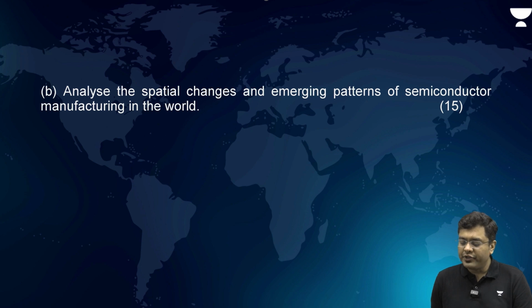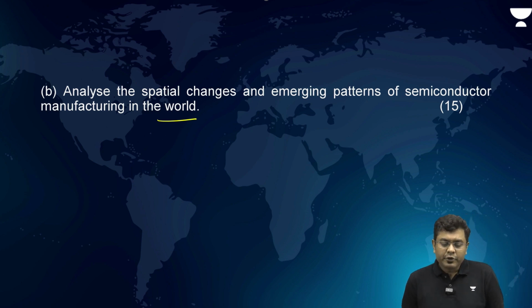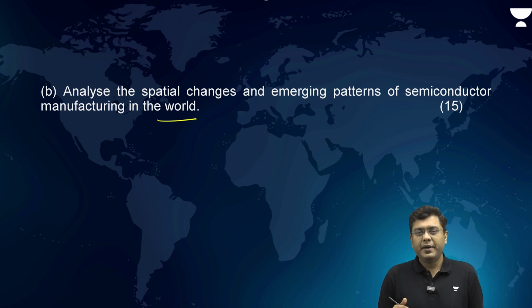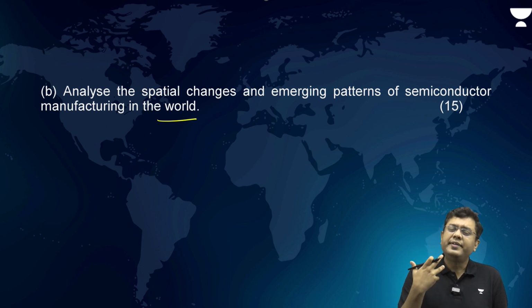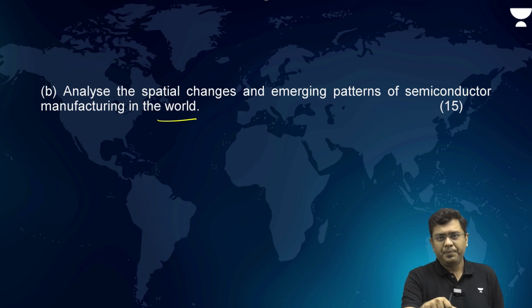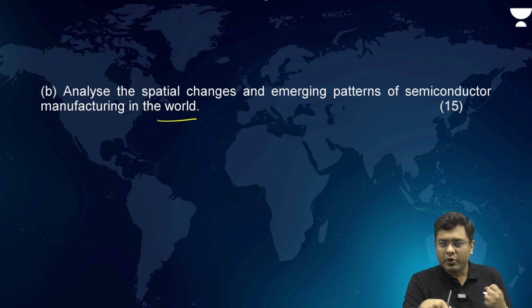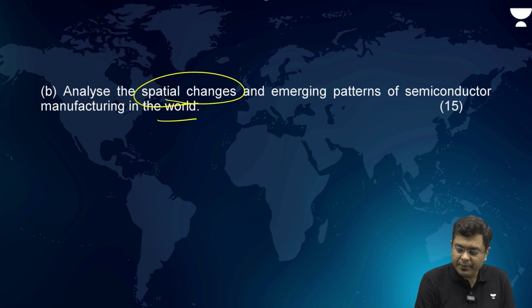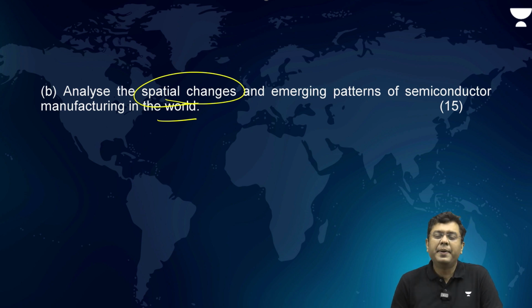Analyze the spatial changes and emerging patterns of semiconductor manufacturing in the world. So when we talk about semiconductor manufacturing, where are the semiconductor industries traditionally located? They are typically located in the region of South Korea, Taiwan, China, and Singapore. That is where they are traditionally located. But there are spatial changes, right? In many parts, for example, the US is investing quite significantly in the semiconductor industry. India is investing significantly in the semiconductor industry.